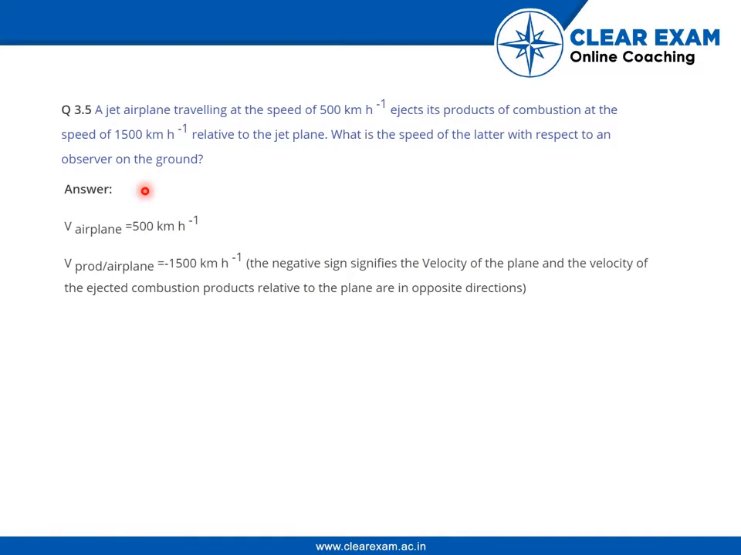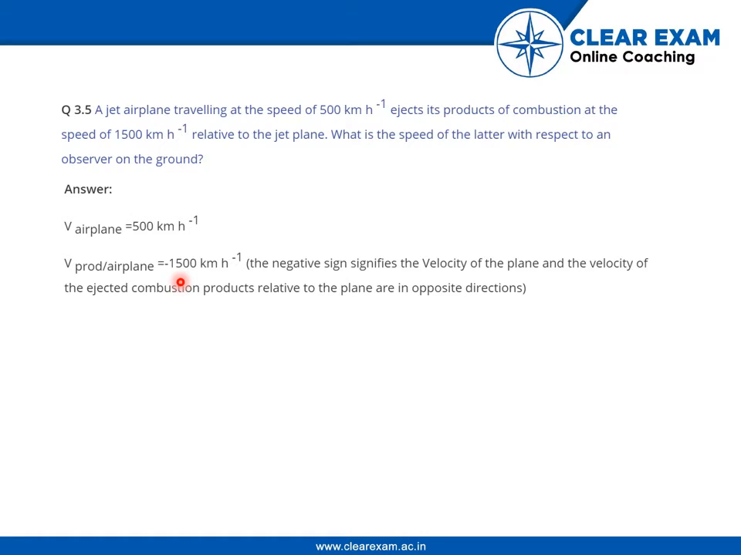One is the velocity of the airplane, which is 500 km per hour, and the second one is the velocity of the combustion product with respect to the airplane, which is signified by V product slash airplane, which is minus 1500 km per hour. And why is that negative sign? Because we know that the direction of the combustion product is opposite to that of the direction of the airplane. So therefore the negative sign.